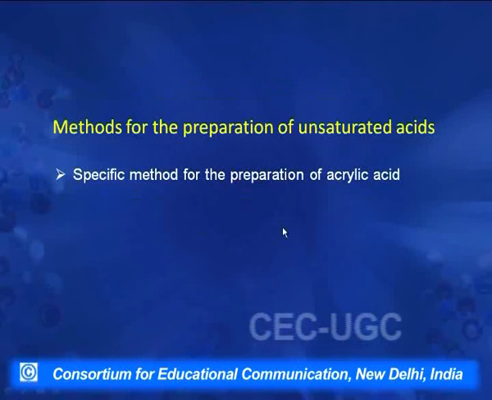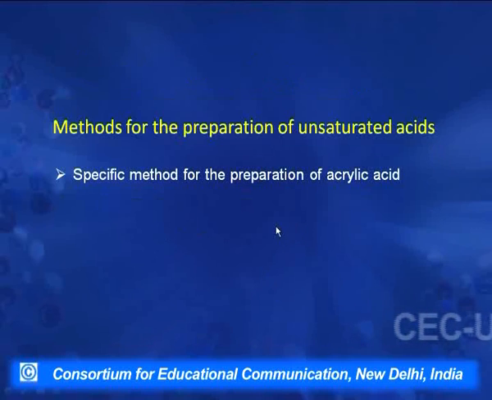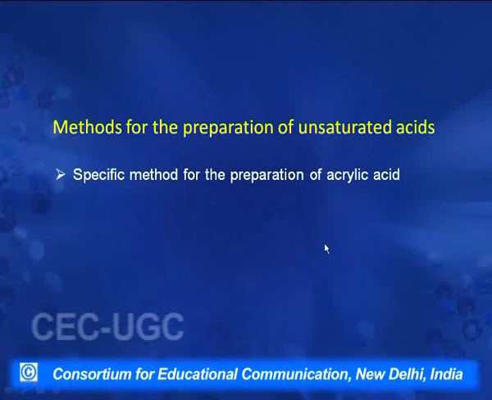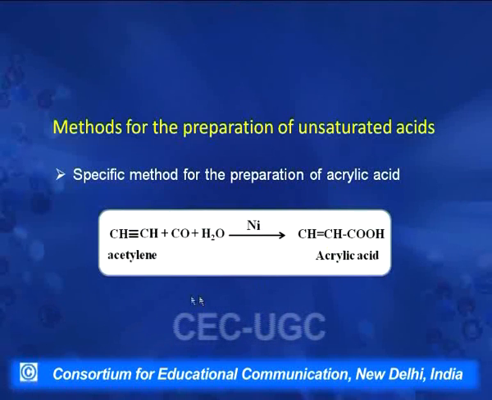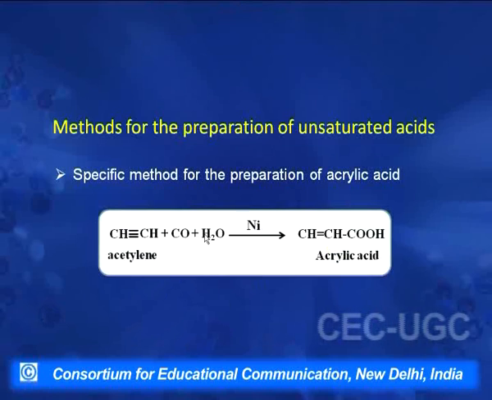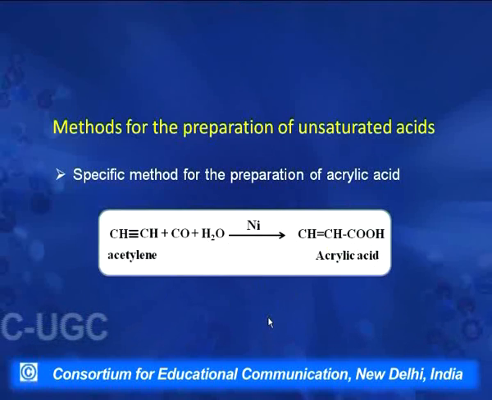Then there is a special method for the preparation of acrylic acid, because acrylic acid derivatives are used in formation of some polymers also. This is acetylene. When it is treated with carbon monoxide and water in presence of nickel, we directly get this acrylic acid.